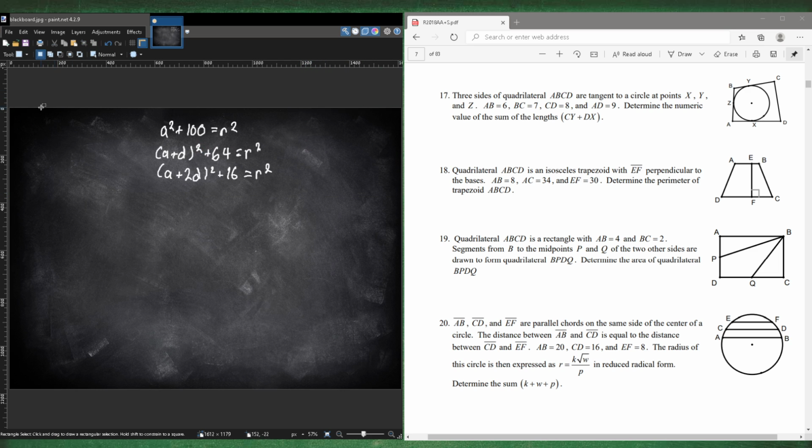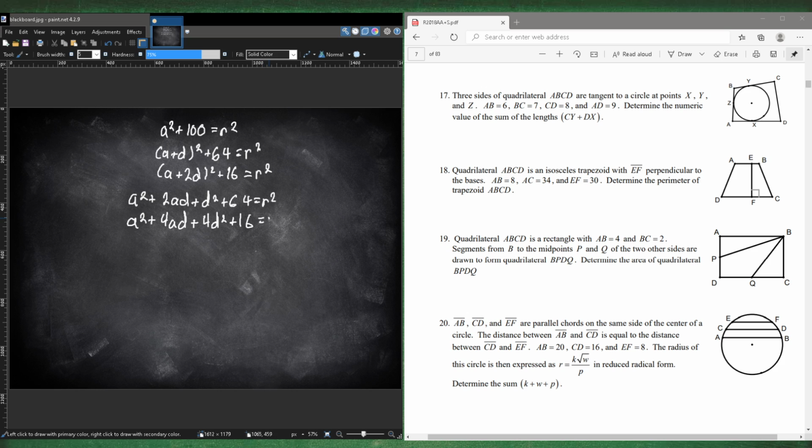So first off, let's expand our second and third equation. So that's a squared plus 2ad plus d squared plus 64 equals r squared. And this equation is going to be a squared plus 4ad plus 4d squared plus 16 is equal to r squared. And now we're going to subtract the first equation from the second and the third.